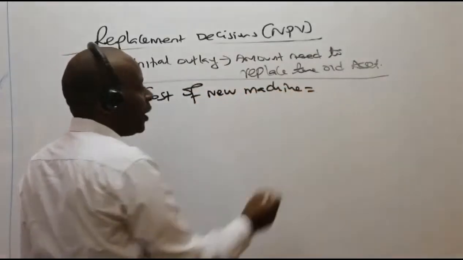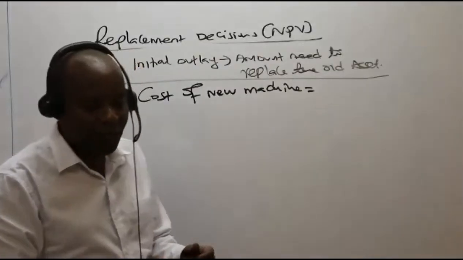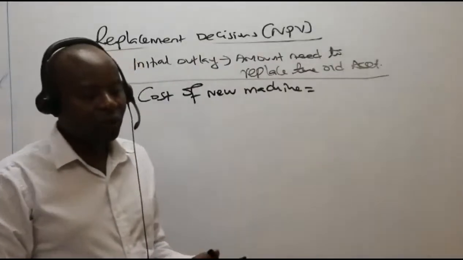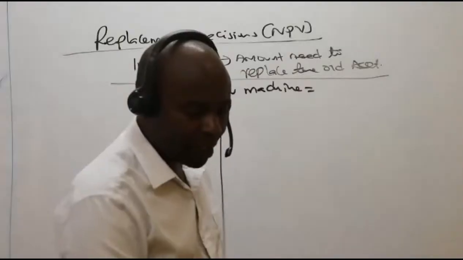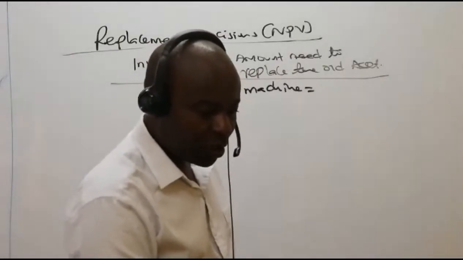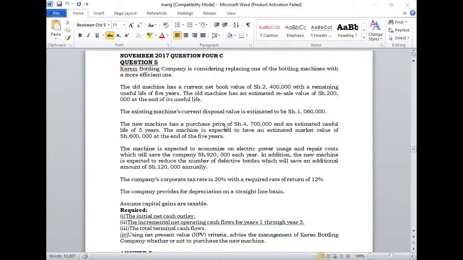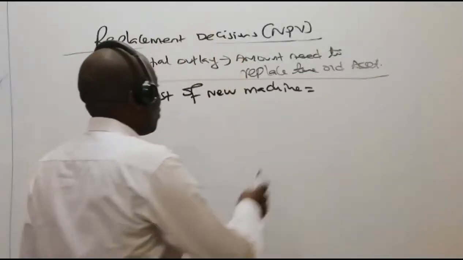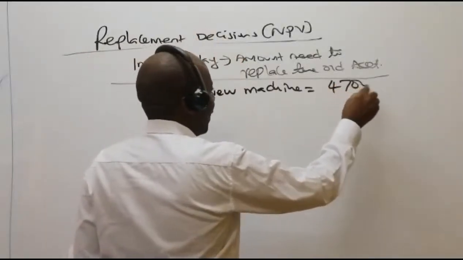So the cost of the new machine, ladies and gentlemen, what do we have here? Cost of the new machine, here we are. You can see the new machine has a purchase price of 4,700. So in this case, the cost of the new machine is 4,700.